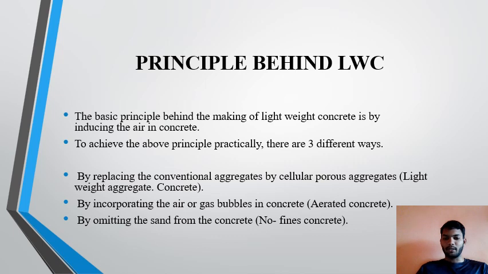Principle behind lightweight concrete. First, the basic principle behind the making of lightweight concrete is by including air in concrete. Second, to achieve the above principle, practically there are three different types. Third, by replacing conventional aggregate by cellular porous aggregate, in brackets lightweight aggregate. Fourth, by incorporating air or gas bubbles in the concrete. Fifth, by omitting the sand from the concrete, no-fines concrete.